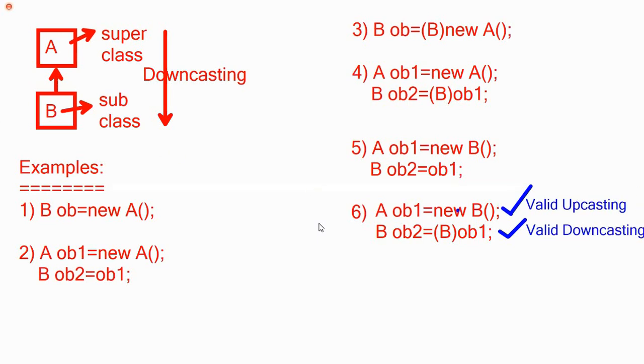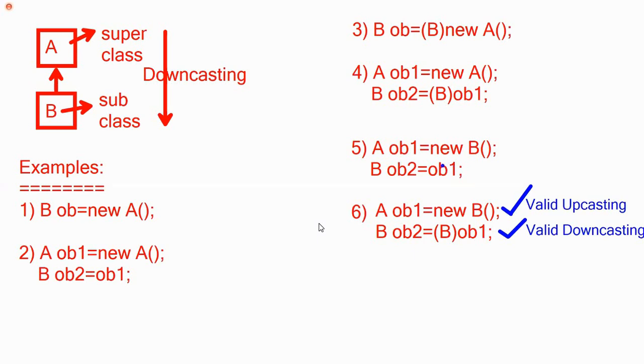Now, first upcasting: a subclass object assigned to a superclass is upcasting. Upcasting is done by the system implicitly. Upcasting is always valid, so it is valid. Here, OB1, a reference of A class, is assigned to B class. It is a superclass reference assigned to a subclass, which is downcasting. Downcasting must be done by the programmer explicitly. Explicit conversion is there. For downcasting, first upcasting is required, and it is also there. So it is valid. Think yourself and give the answer.